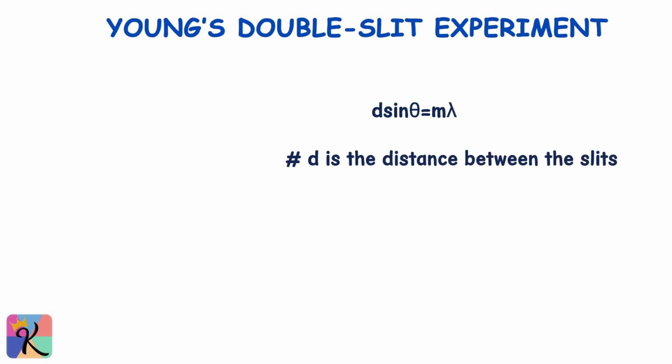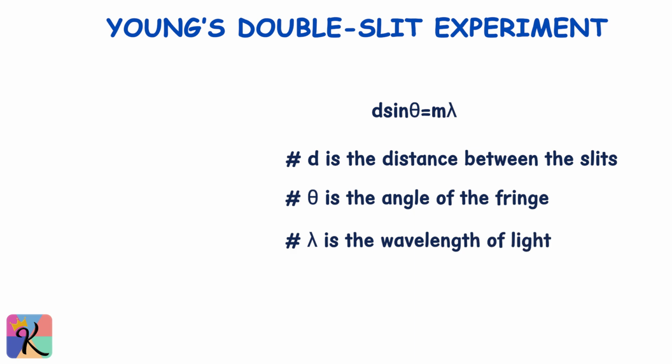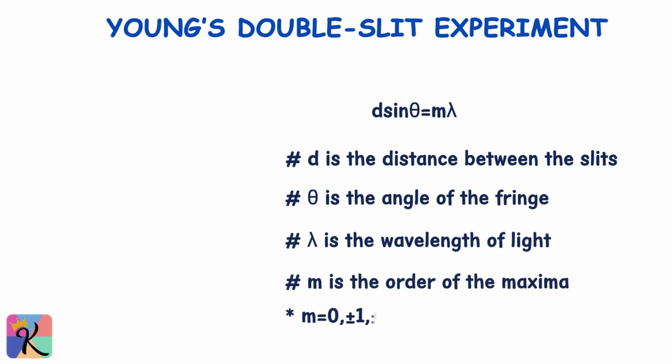The condition for constructive interference, where bright fringes, maxima, occur, is given by the equation d sine theta is equal to m times lambda. In this equation, d is the distance between the slits, theta is the angle of the fringe, lambda is the wavelength of light, and m is the order of the maxima, where again m is equal to 0, plus or minus 1, plus or minus 2, and so on and so forth.